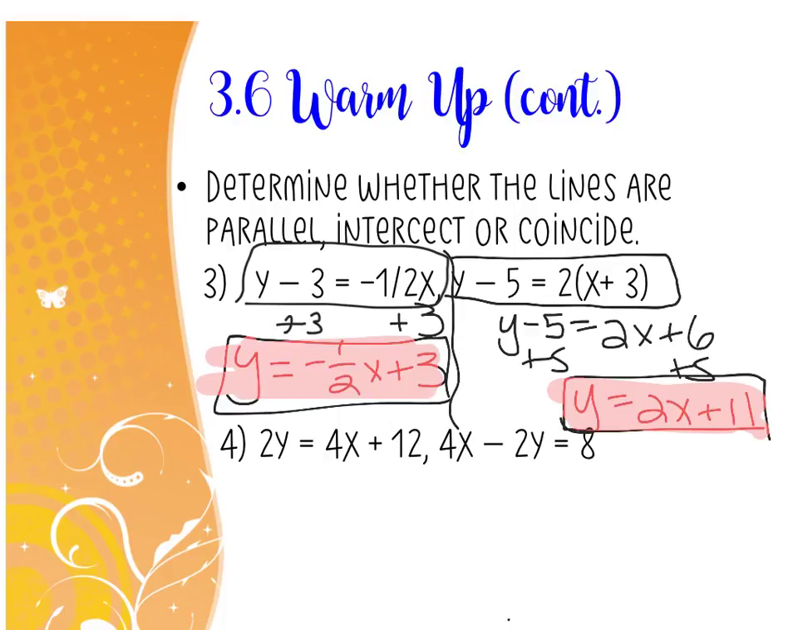So the first thing you want to see is, are their slopes the same? No. They're not, which immediately says they are not parallel and they are not coinciding. Aren't they opposite? They could be perpendicular, right? But that's not even one of those options. If it's not the same slope, they have to intersect because that's not parallel and that's not coinciding. The only other option is intersecting.